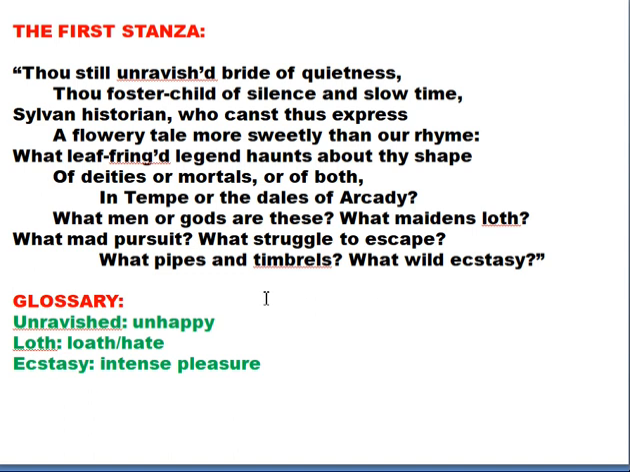Now talking about the glossary, some words: unravished, unhappy, loath. Here actually it goes for loath, in modern English, so it goes for hate. Ecstasy, intense pleasure.